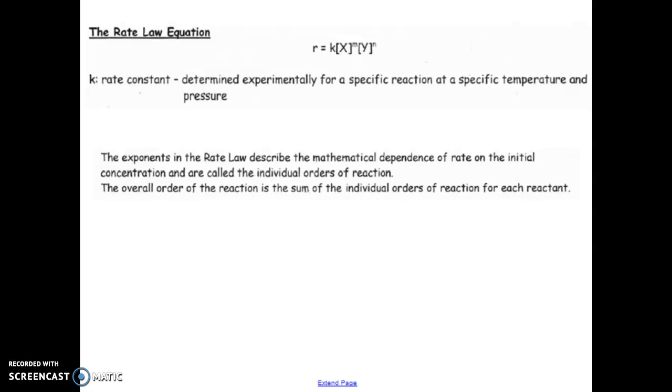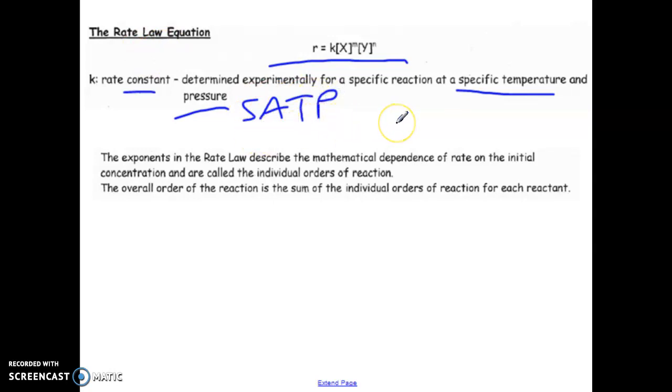Okay, so the rate law expression or rate law equation, as I mentioned, takes on the same format every time. So you have r is equal to k, which is a rate constant, which is experimentally determined for a specific reaction at a specific temperature and pressure. Normally we are discussing temperature and pressure at SATP, standard ambient temperature and pressure, but if that changes, so will the k. And then you have your reactants to some exponent.